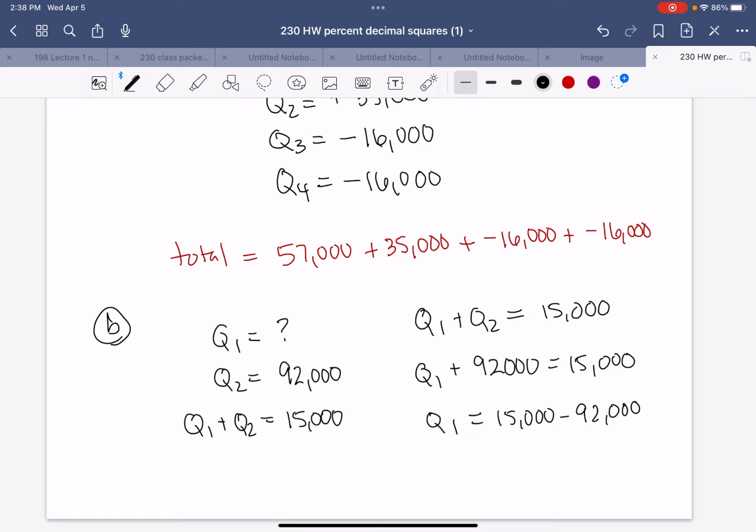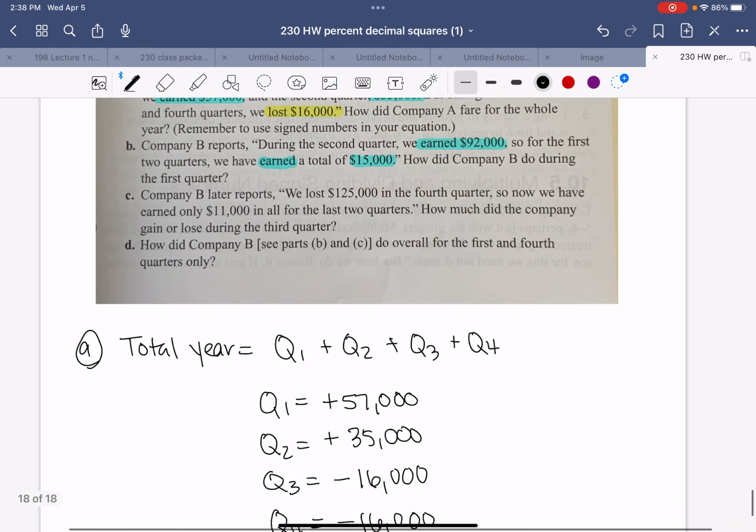So that's the kind of process that you want to be thinking about, right? So company B later reports, we lost so much in the fourth quarter. Now we've earned this for the last 2 quarters. How much did the company gain or lose during the third quarter, right? So you can kind of go from there.